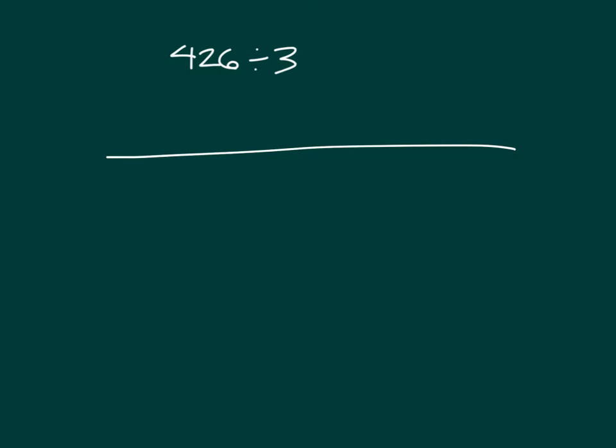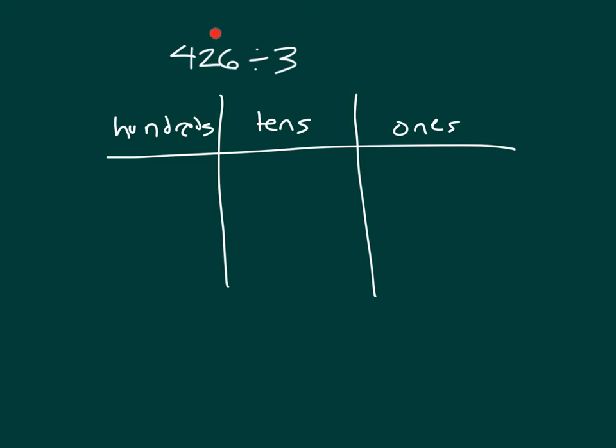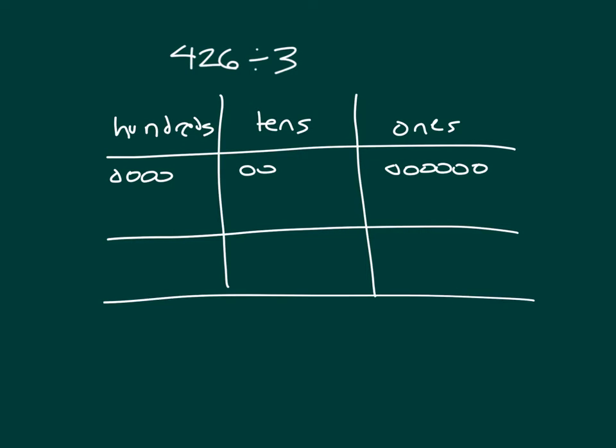We'll go ahead and use a place value chart where we have hundreds, we have tens, and we have ones. We'll model the dividend. We have 4 hundreds, 2 tens, 6 ones. Then we're going to go ahead and divide by 3. Therefore, we will have 3 groups.